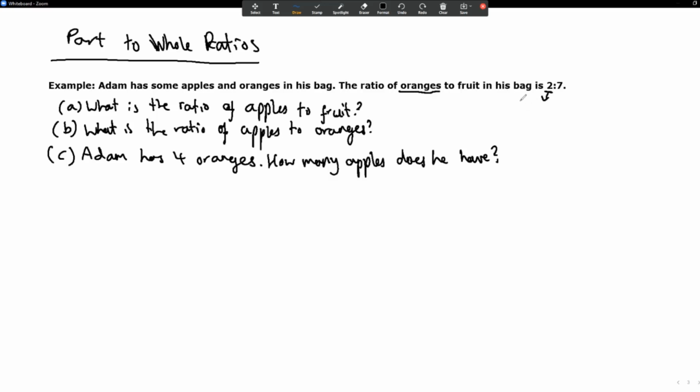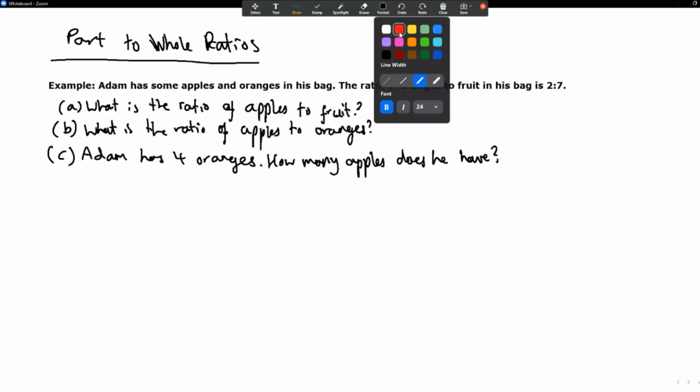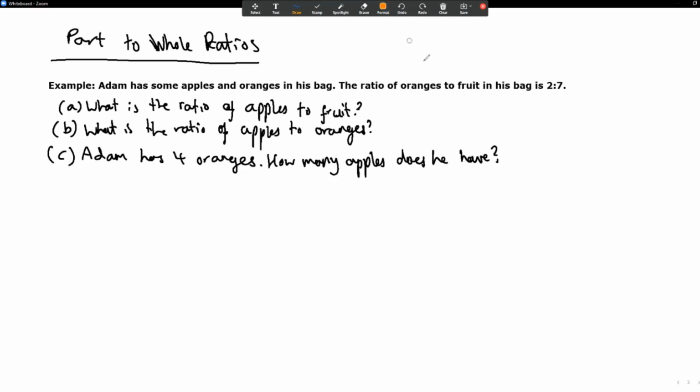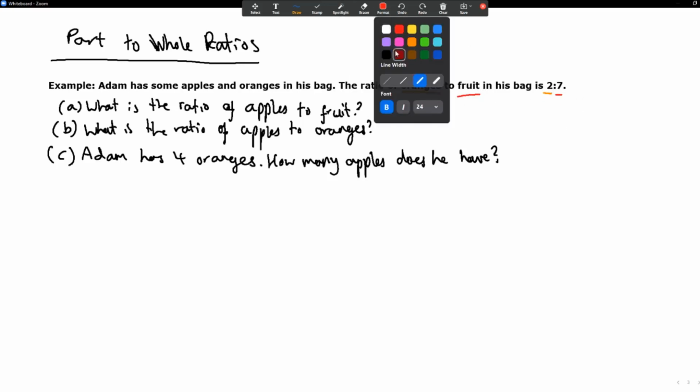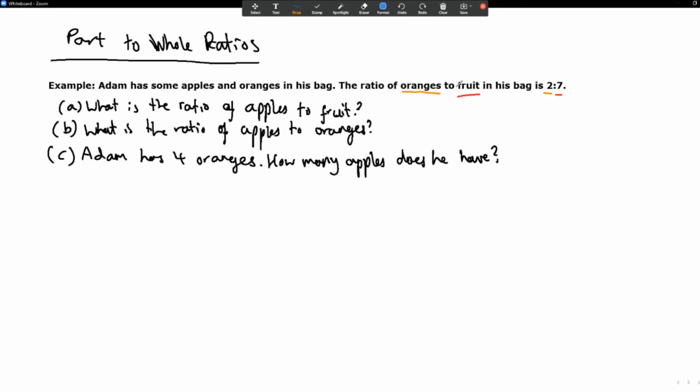In fact, let me do it in a different color. Well, orange seems the most fitting, so we'll do that. And then we'll say that the fruit is the 7. That's what we need to realize, because the oranges are 2 parts, so this is 2 parts, and the fruit is the 7 parts.